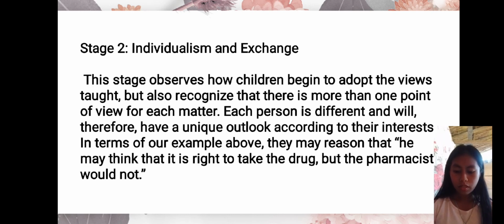Stage 2, individualism and exchange. This stage observes how children begin to adopt the views of others, but also recognize that there is more than one point of view for each matter. Each person is different and will, therefore, have a unique outlook according to their interest. In terms of our example above, they may reason that he may think it is right to take the drug, but the pharmacist would not.